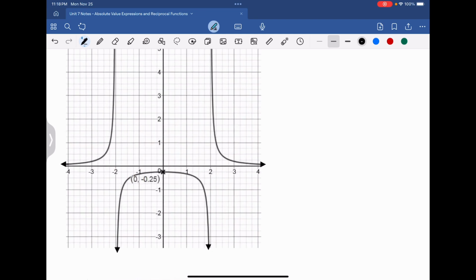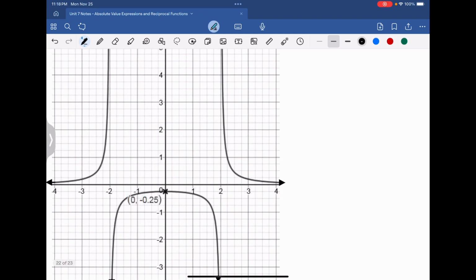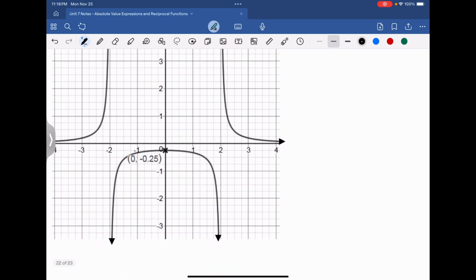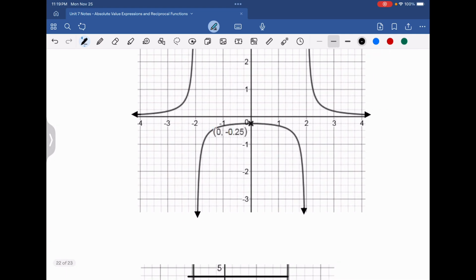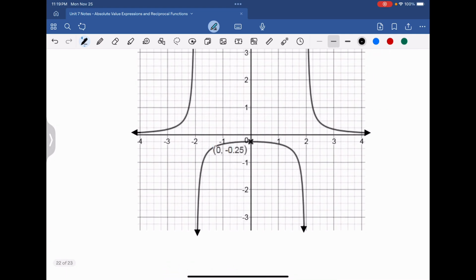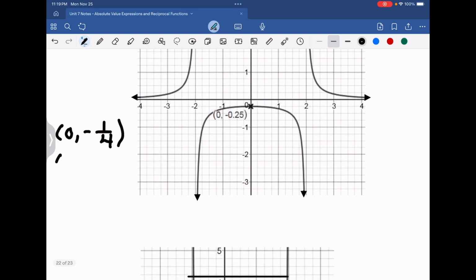Those points being, if we look at this one here, they give us a point at 0 and negative 0.25. If we take the reciprocal of that, so I'm just going to note this off to the side as a point: we have 0 and negative 0.25, which is the same as negative a quarter. If I take the reciprocal of that, that will give me 0 and negative 4. So on my new graph, I can go down to 0 and negative 4, which will put me roughly about here.